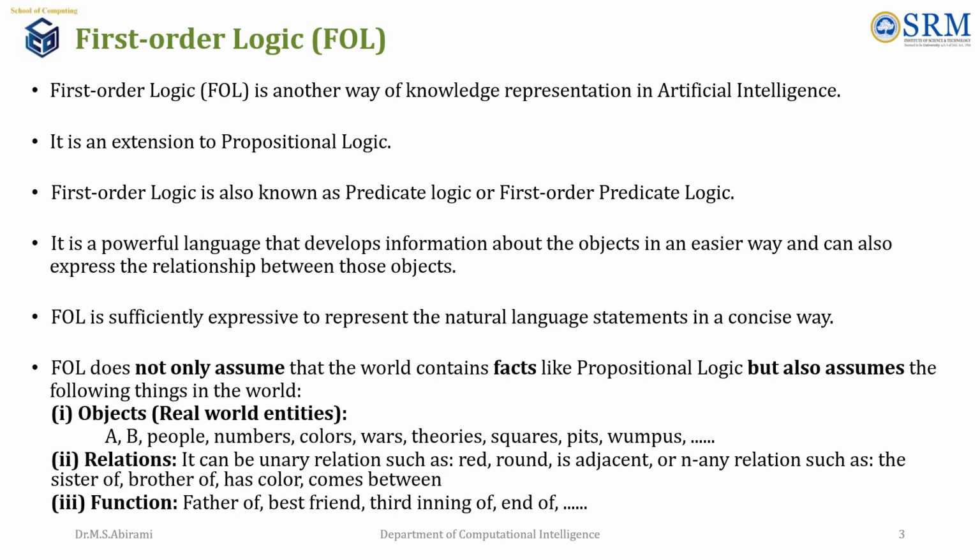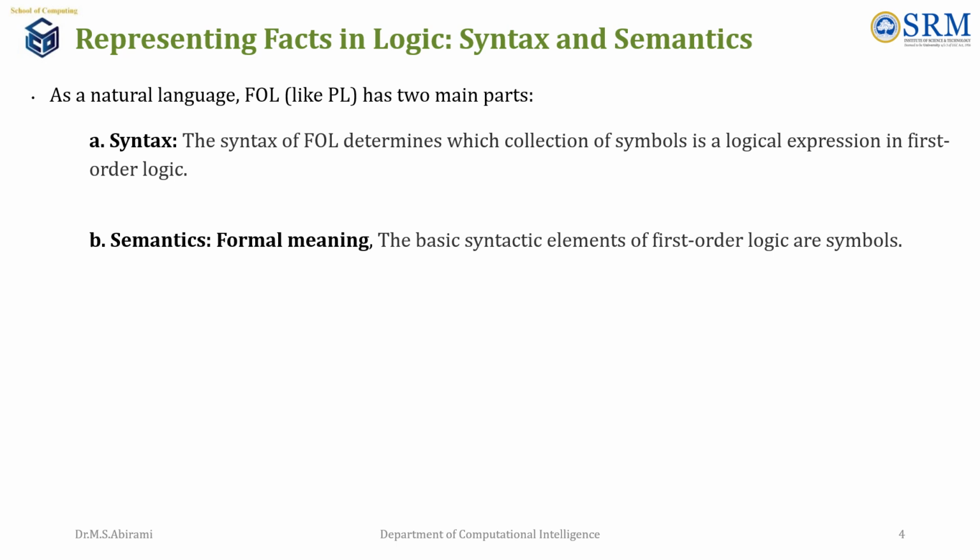FOL doesn't only assume that the world contains facts like propositional logic, but also assumes the following things in the world. Objects are real world entities, for example, A, B, people, numbers, colors, wumpus, theories, squares, bits, etc. And relations: it can be a unary relation such as red, round, is adjacent, or an n-ary relation such as sister of, brother of, has color, comes between, etc. Functions: father of, best friend, third inning of, end of, etc.